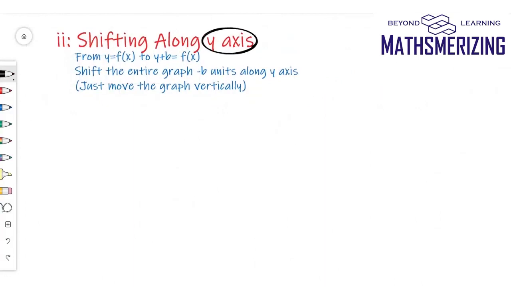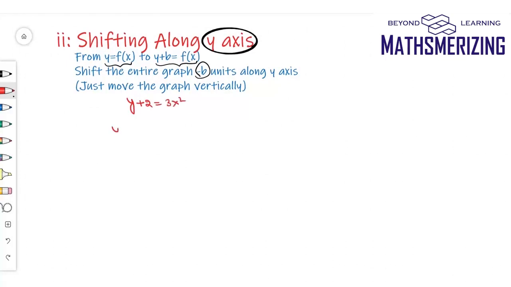So suppose I am given the graph of y equals f(x) and I have to draw the graph of y plus b equals f(x). Then all I need to do is I need to shift the entire graph minus b units along y-axis. So I'll just have to move the graph vertically. Now suppose I want to draw the graph of y plus 2 equals 3x square.